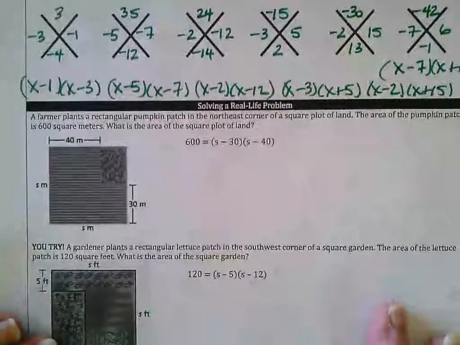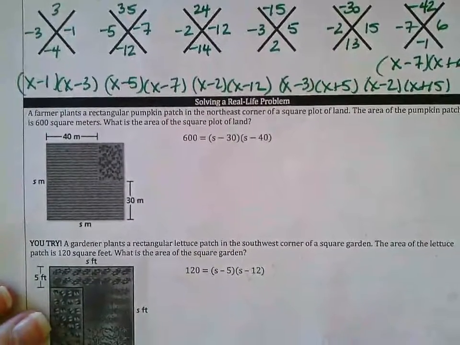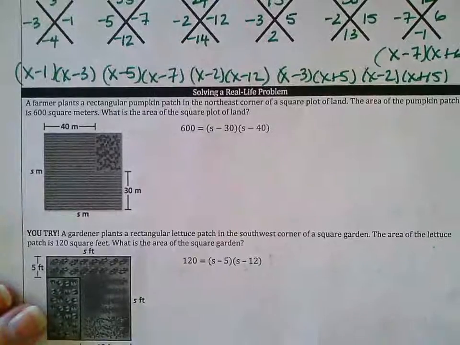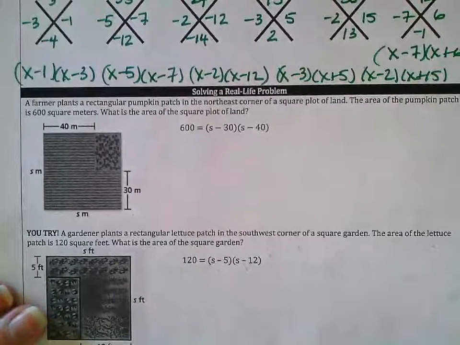And then we're going to look at the farmer and his pumpkin patch. So the farmer plants a rectangular patch in the northeast corner of his plot of land. The area of the pumpkin patch is 600 meters. What is the area of the square plot of land?